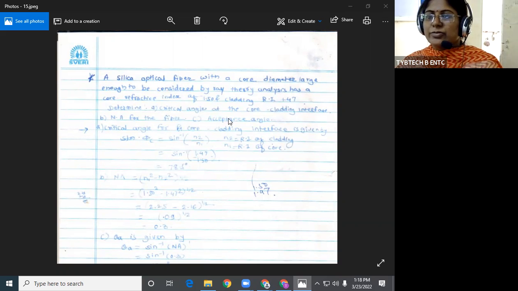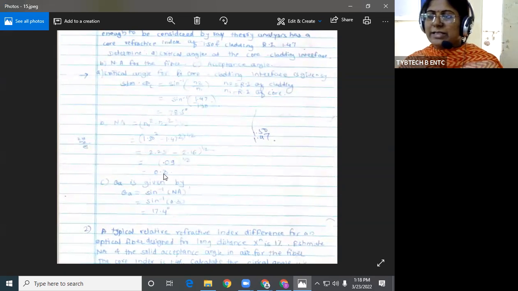Then next it is asked to calculate numerical aperture. What is the formula for numerical aperture? NA is equal to (n1 square minus n2 square) whole raised to 1/2. So it is (1.50 square minus 1.47 square) whole raised to 1/2. You will get its value as 0.3. Remember that numerical aperture does not have any unit. There is no unit for the numerical aperture value, so don't put any unit. You can write down that point.